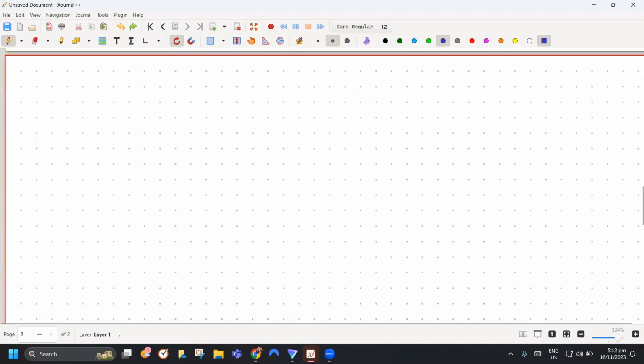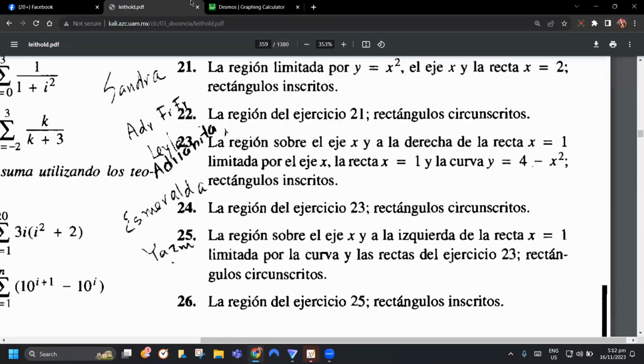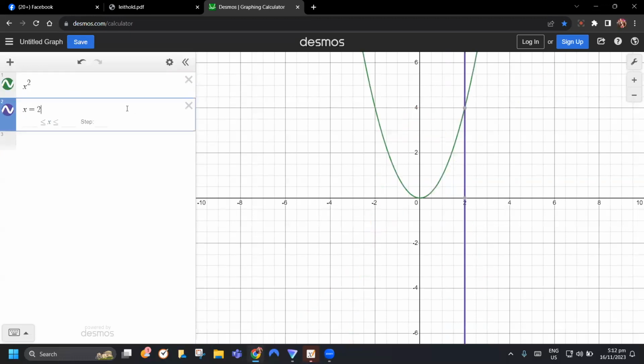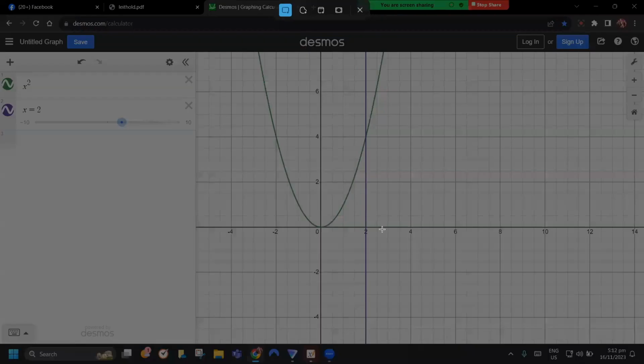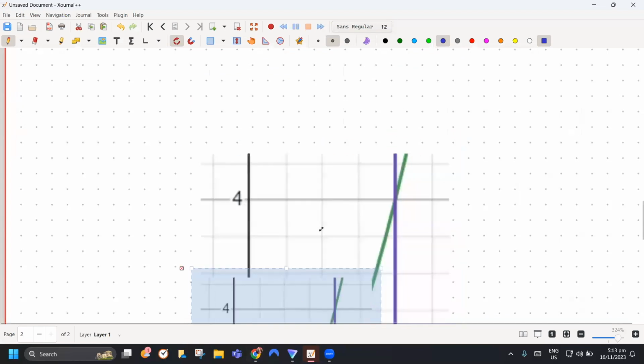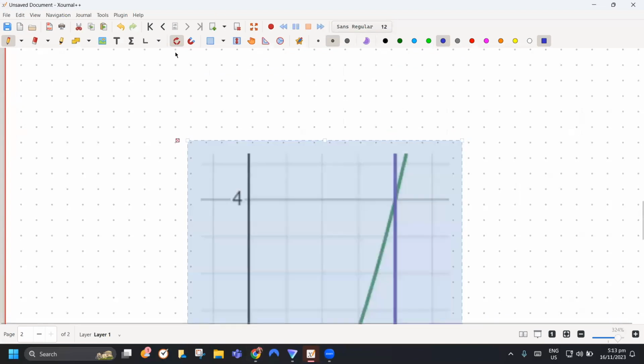So what's here? X squared, x equals 2, from... graph it in Desmos, then copy and paste. Let me check in Desmos, just to see. Oh wow, it is that region. Then show how you would write it using circumscribed rectangles.